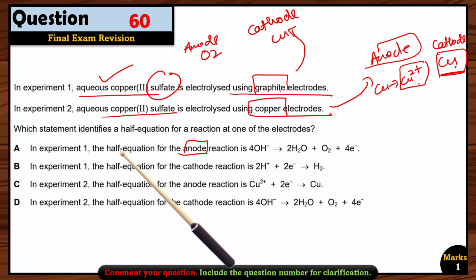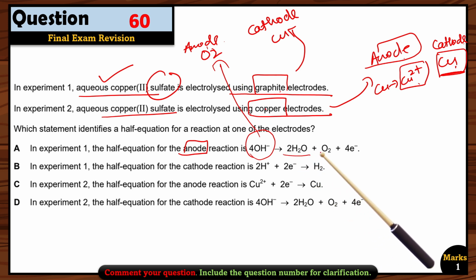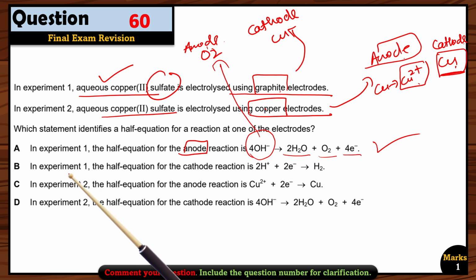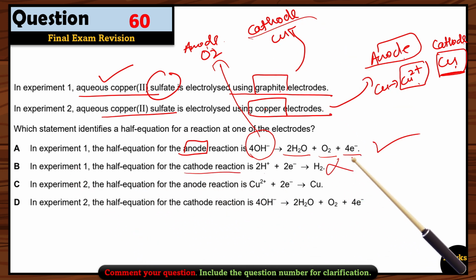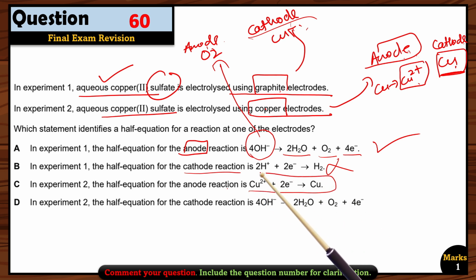Experiment 1, the half equation for the anode reaction is this. Of course, the hydroxide ions will come at the anode. That's right. And they will change into water, oxygen, and electrons. So that option is the right option, right? In experiment 1, the half equation for the cathode reaction is this. Wrong. The copper should be the product. Should get copper.